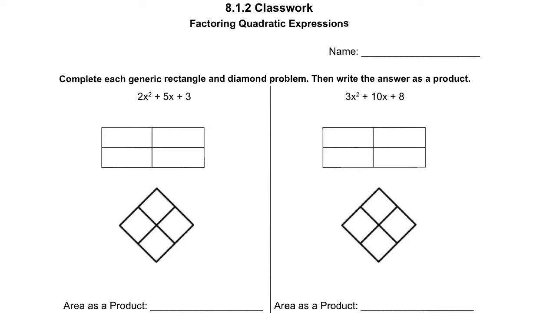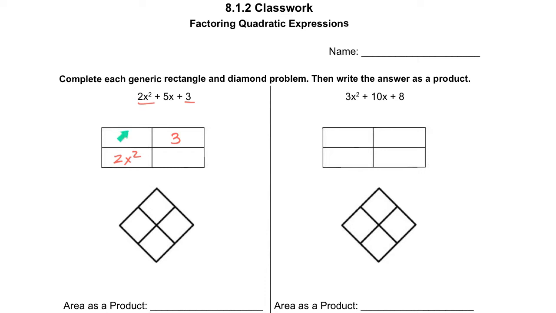and those are the values that need to fill up this generic rectangle. In general, we know that the 2x squared we tend to always put in the bottom left box. And then the 3 is going to go in the top right box. So our work that's left is to figure out what should go in these two boxes that are remaining in order to get you to 5x.